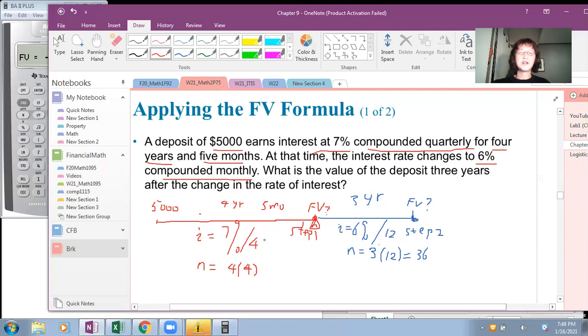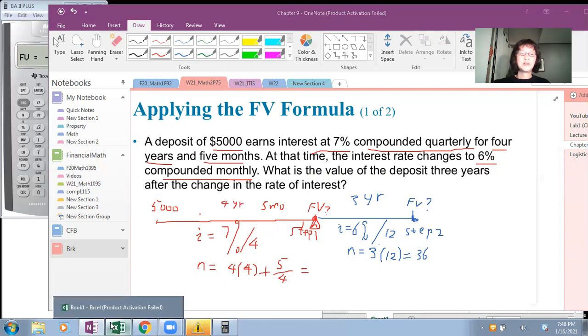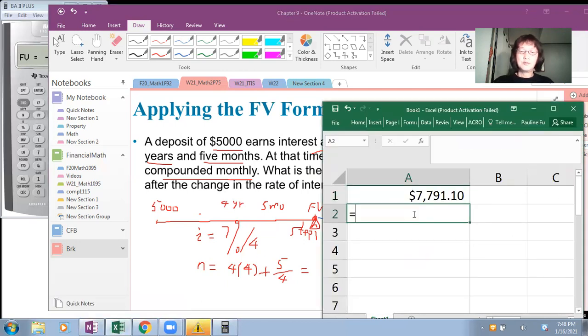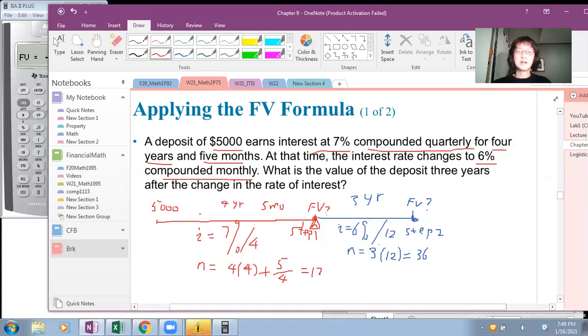So 5 months is how many quarters? You use 5 divided by 4, you get quarters for 5 months. This together is term N. So it is 4 times 4, 16, and this number, 5 divided by 4, 1.25, plus 16. So this one equal to 17.25.